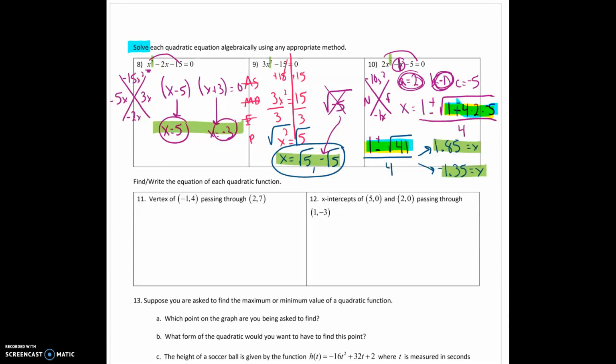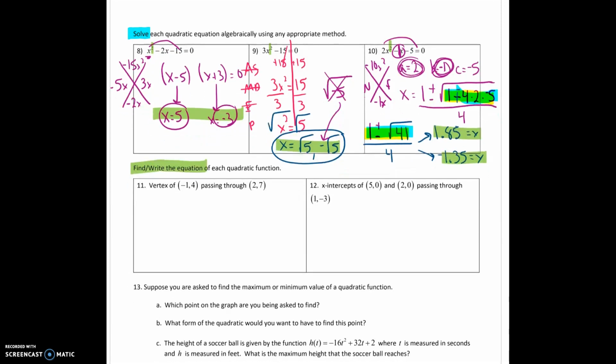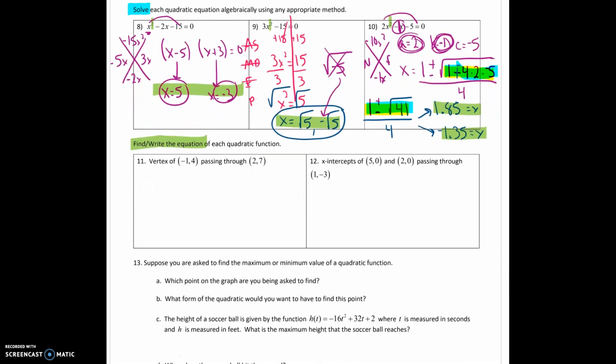Okay? All right, so now we are going to be writing the equation. So when you look on your flip book, we have two sections. It just depends on what you're given. So in the first one, we are given the vertex. So that means I will be putting everything into vertex form. Okay?